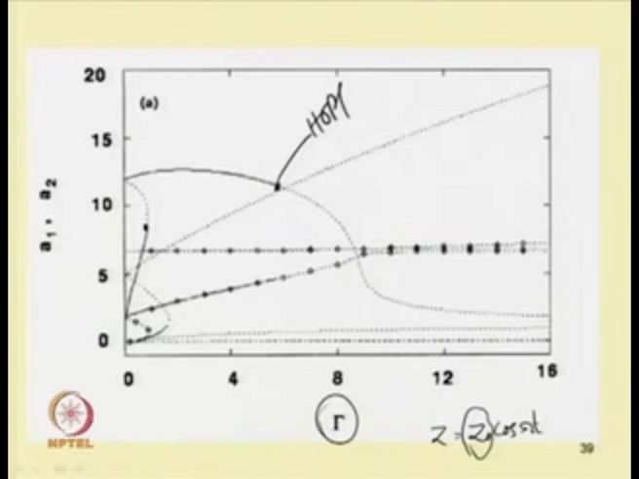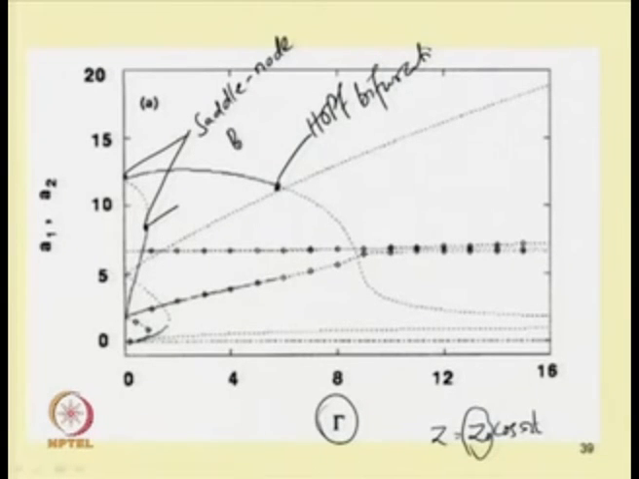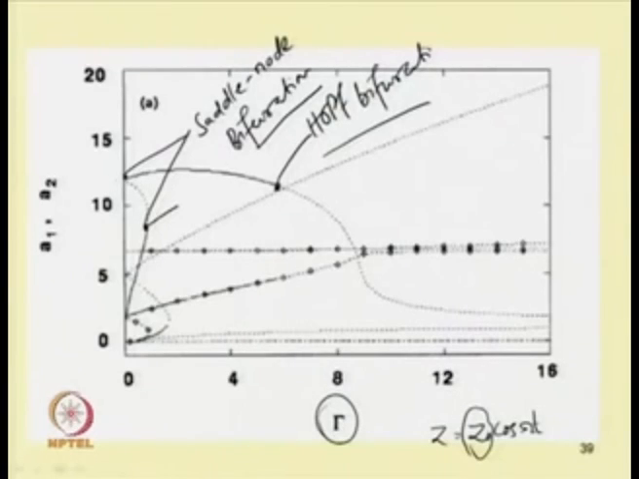This is a Hopf bifurcation point, and this point is a saddle node. This point is also a saddle node bifurcation point. To find whether it is a saddle node or Hopf, one can plot the variation of the eigenvalue with this control parameter, and by plotting this variation for this particular branch, one can observe up to what point it is stable and where it becomes unstable.